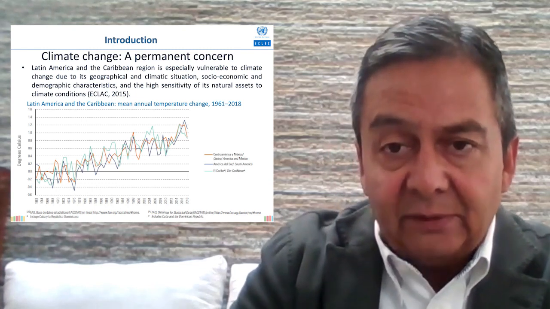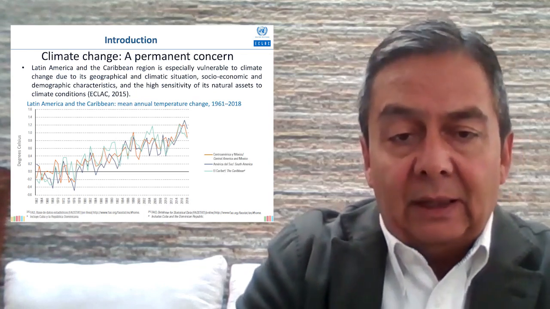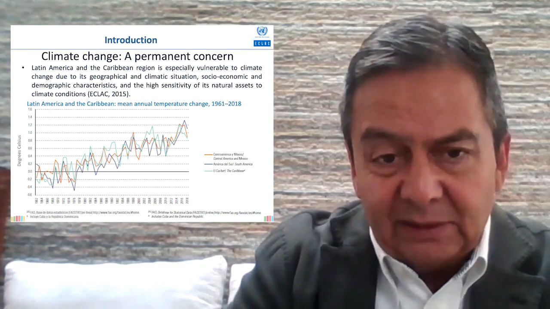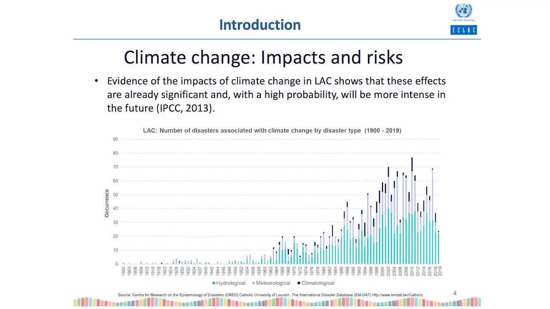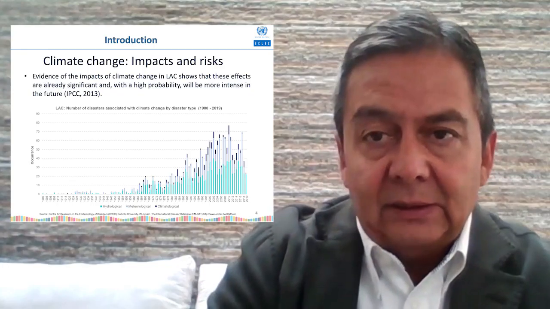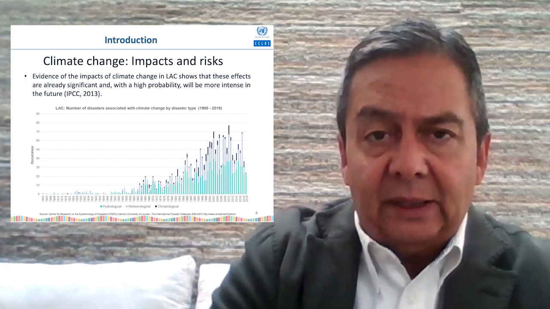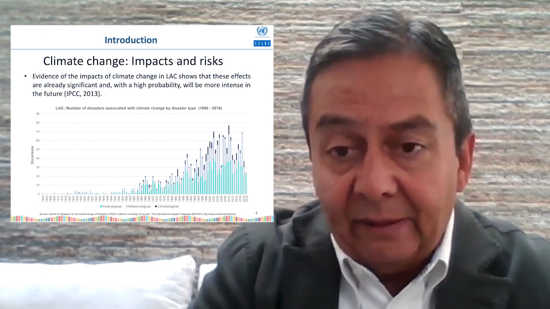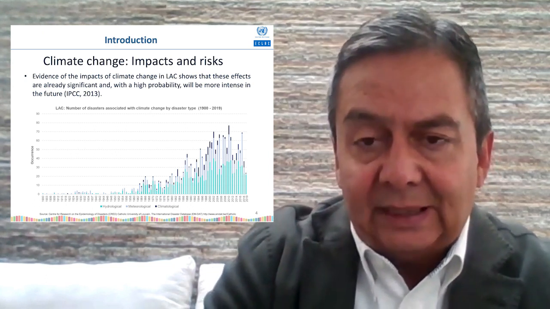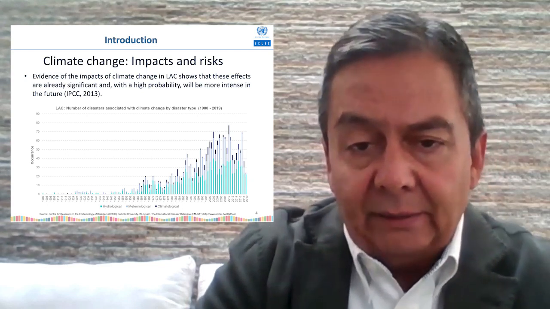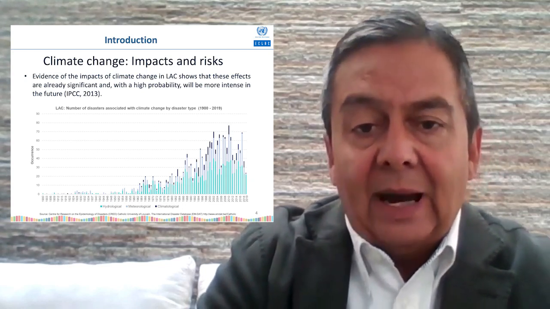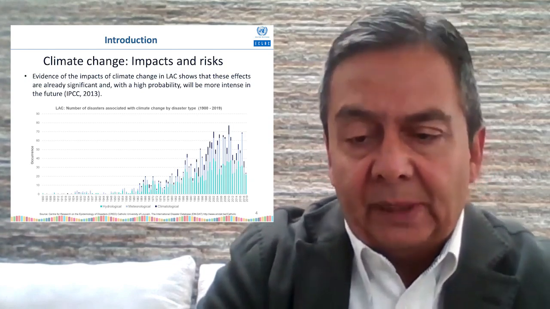You can see an increase of the temperature from 1978, more or less. This increase is translated into impacts, and you can see in the graph the evidence of the impact of climate change in Latin America and the Caribbean. You can see an increase of these impacts at the end of the last century and the beginning of this century. And mainly, these impacts are caused by hydrological and meteorological phenomena.